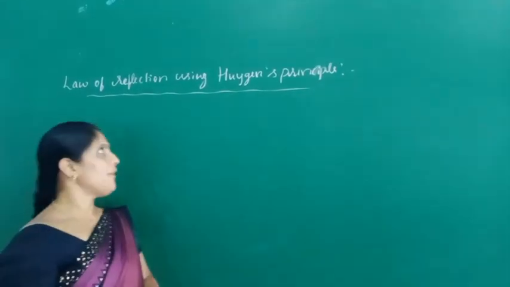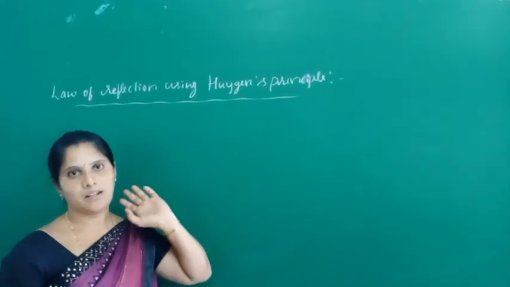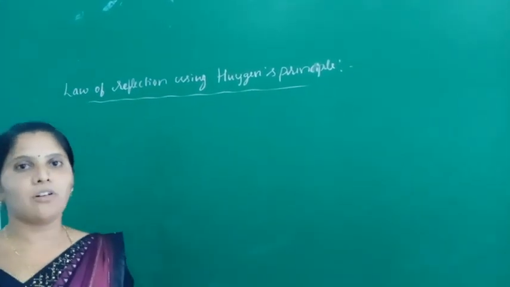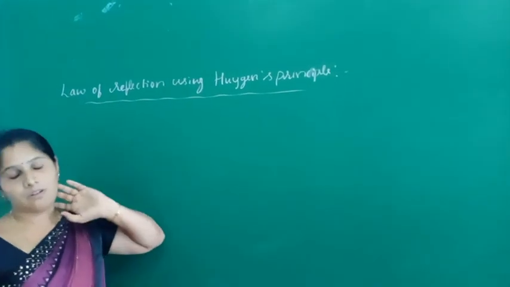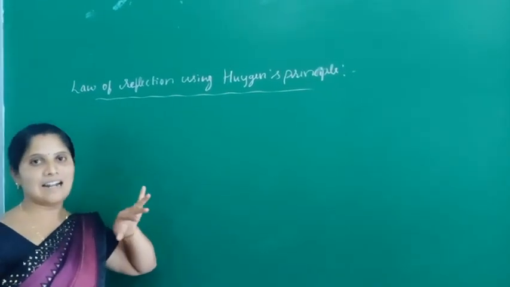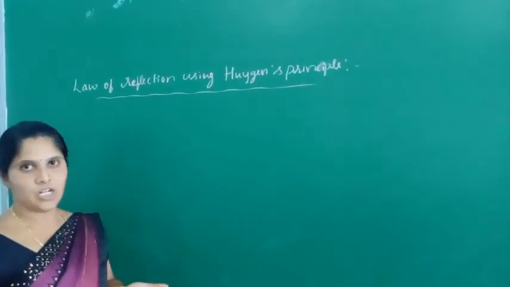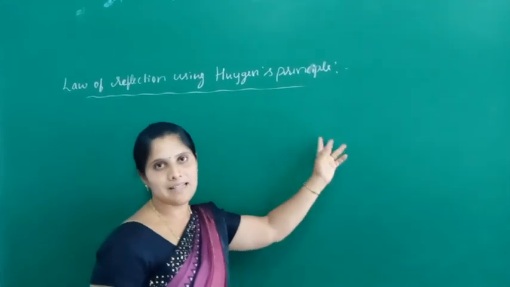Now we shall derive the law of reflection by using Huygens principle. What is reflection? Reflection is the bouncing back of a ray of light. So the first law of reflection states that the angle of incidence is equal to the angle of reflection. Now we prove this by using Huygens principle.